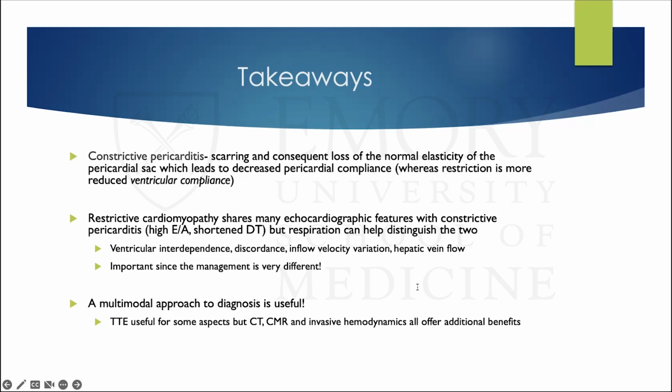You can have a high E to A ratio, shortened deceleration time, but respirophasic changes can help distinguish the two, where you can see ventricular interdependence. You can see discordance on right heart cath. You can see inflow velocity variation. You can see hepatic vein flow reversal. And it's really important to try to distinguish these two because the management of both is so drastically different.